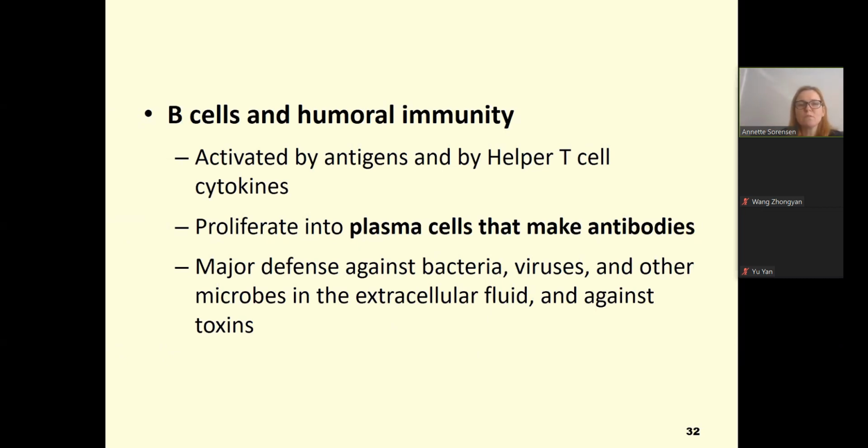Obviously, the humoral immunity is a major defense against bacteria, viruses, and other microbes in the extracellular fluid. Okay, so B cells, humoral immunity, really important. We saw that yesterday in one of the diagrams, how humoral immunity really is for attacking or defending against bacteria and viruses which are in the extracellular fluid. So not intracellular, which is really where the T cells come in.